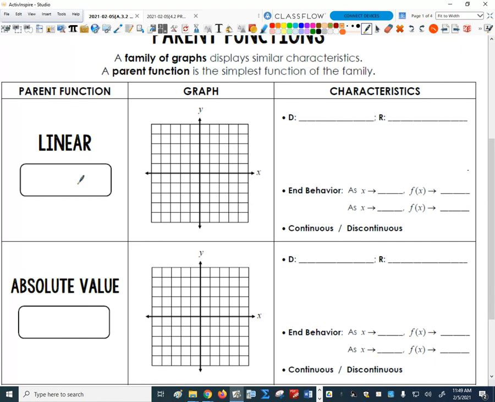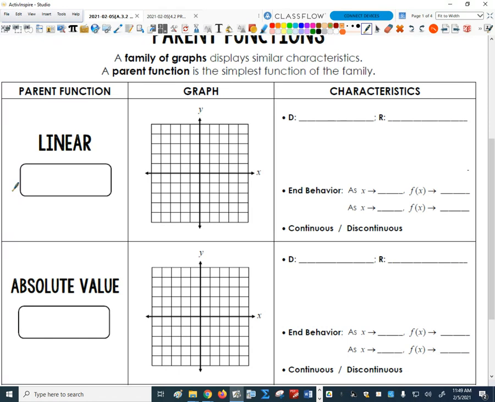Well, the first one is a line, and this is almost kind of a dumb one to even have on there, because we've already talked about lines. With lines, it's not even really that important to think about them in terms of a parent function. They're so simple, we can just think about them in slope-intercept form and graph them based on the slope and the y-intercept. But all the other ones are a little more complicated, and with those, we do need to know what the parent graph looks like.